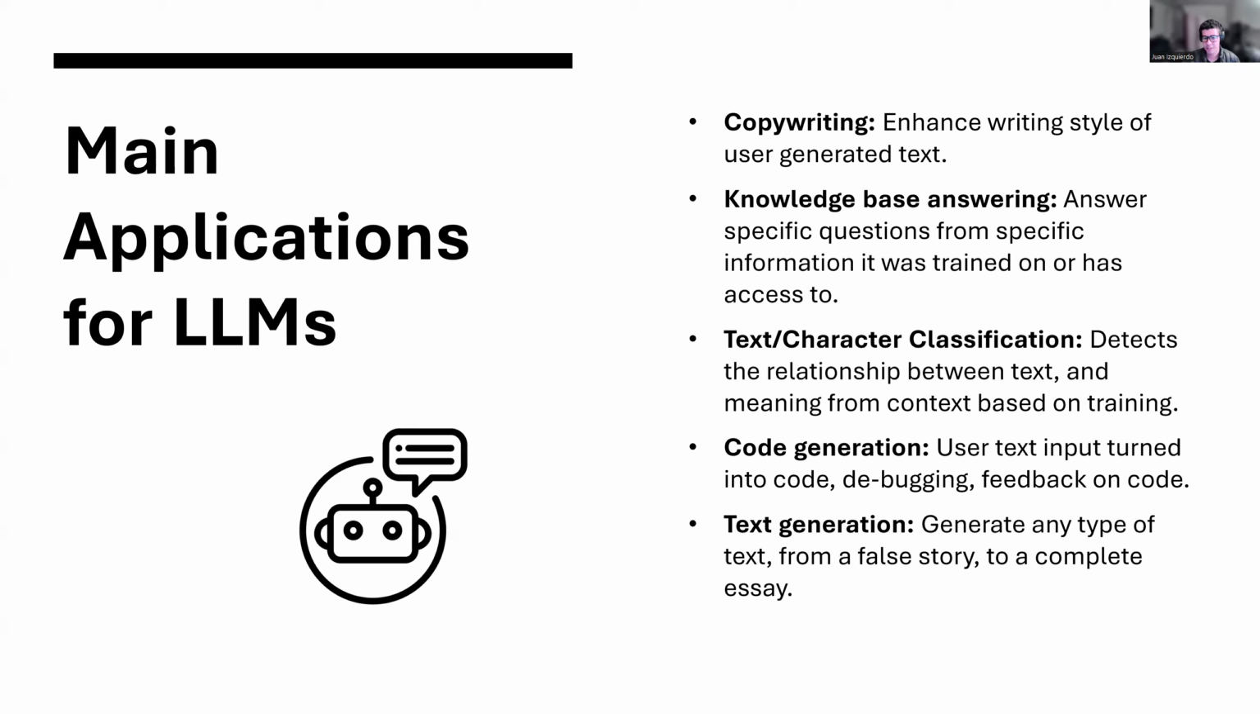It can also provide text and character classification, where it detects a relationship or semantic technology between text and the meaning from the context based on the training. It can also generate code. So user text input can be turned into code, basic input about creating something, let's say in Python, C# or Java. And it can also give you feedback on the code that you wrote. And of course, text generation. It can generate any type of text from a false story to a complete essay, or just a paragraph or a summary, whichever type of text you're looking to develop or to review. An LLM can help you with that.